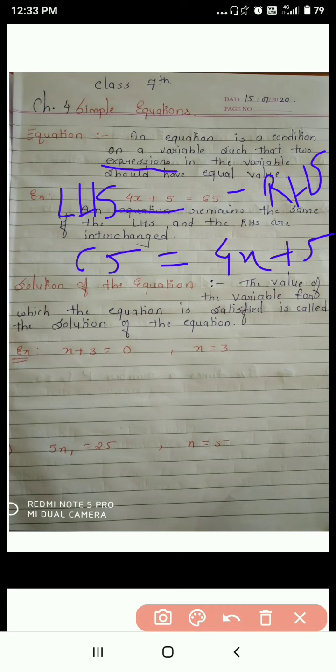Understood? If after keeping the value of the variable you are not getting the same on both sides, it means LHS not equal to RHS, so that value of the variable does not satisfy the equation, or is not a solution of the equation.